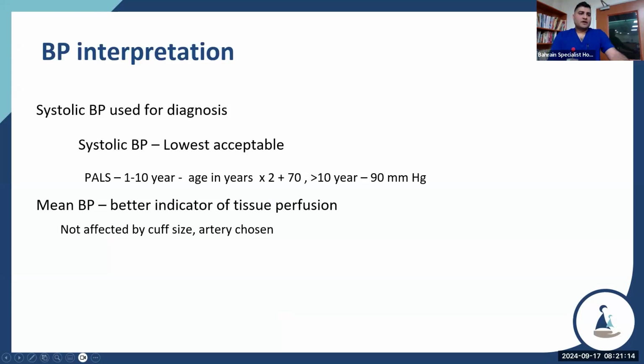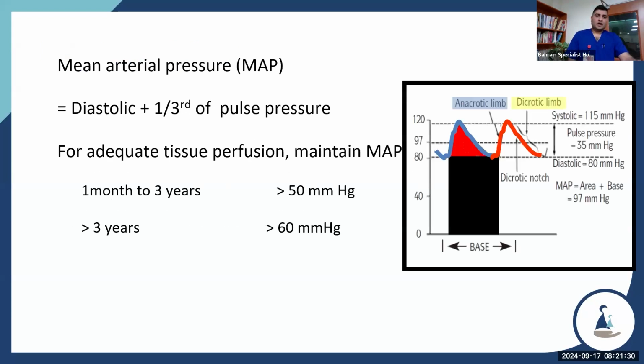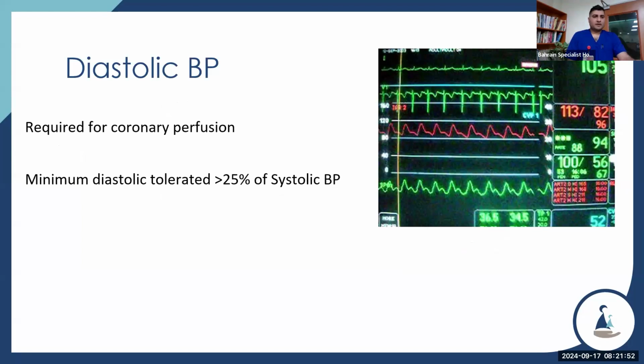BP interpretation: systolic blood pressure is used for diagnosis, with the lowest acceptable systolic BP as mentioned before. We calculate mean blood pressure, a better indicator of tissue perfusion, not affected by cuff size or artery chosen. How do we calculate mean arterial pressure? It is diastolic plus 1/3 of pulse pressure. For adequate tissue perfusion, from 1 month to 3 years old we have to maintain at least more than 50 mean arterial pressure, and more than 3 years, it should be more than 60 millimeters of mercury.